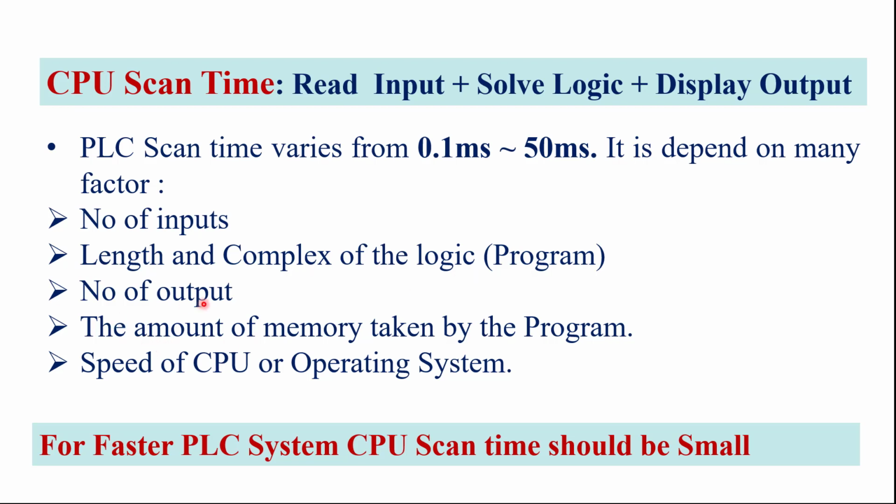Now next is the number of outputs. If the number of outputs is less, scan time is less. Number of outputs high, scan time increases. Next is the amount of memory taken by the program. How much memory is taken by the program also affects the CPU scan time. Next is the speed of the CPU or operating system. If the speed of the CPU is less, the scan time is increased. If the speed of the CPU is faster, the scan time is faster. So it depends upon many factors. If we want a faster PLC system, the CPU scan time should be small.